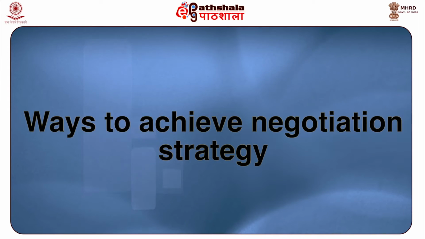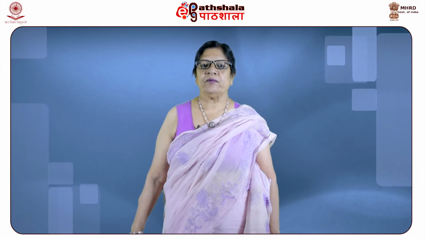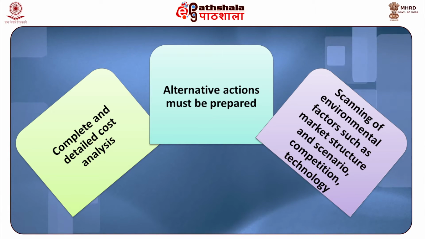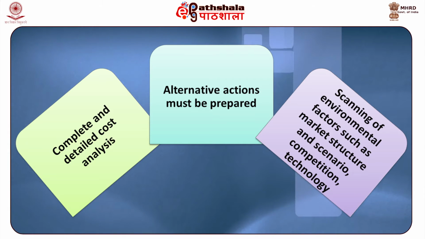Now, what are the ways to achieve the negotiation strategy? Ways are to be developed so as to achieve the strategy and objectives, and then these ways have to be used at the right time for better negotiation. Following are examples of some of the tactics to be developed. 1. Complete and detailed cost analysis. 2. Alternative actions must be prepared. 3. Scanning of environmental factors such as market structure and scenario, competition, technology, etc.